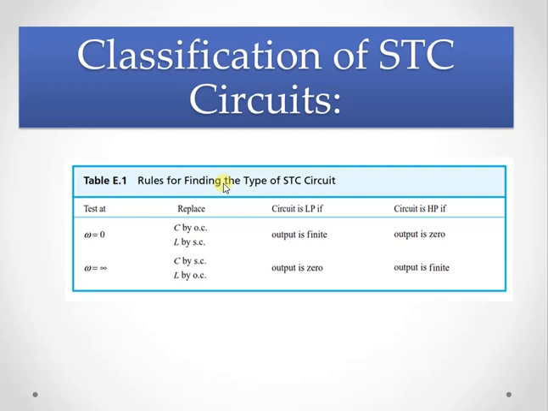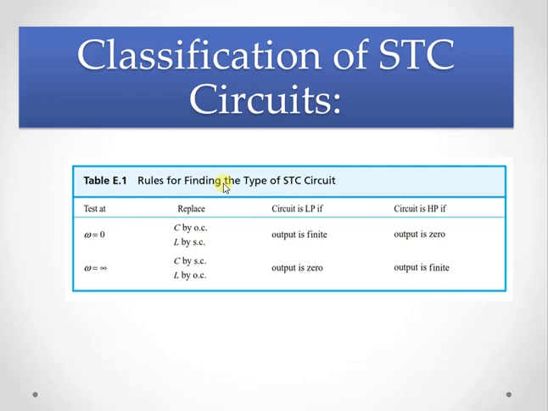Now coming to the classification of STC circuits. STC circuits can be classified in two main categories, that is the low pass and the high pass types, and each category will display different signal responses. If you want to accomplish an STC low pass circuit, it can be accomplished in a number of ways. Similarly, an STC high pass circuit can also be accomplished in a number of ways, because we can make use of resistances and capacitances, and we can make use of inductors and resistances. So there are many ways in which we can accomplish this.